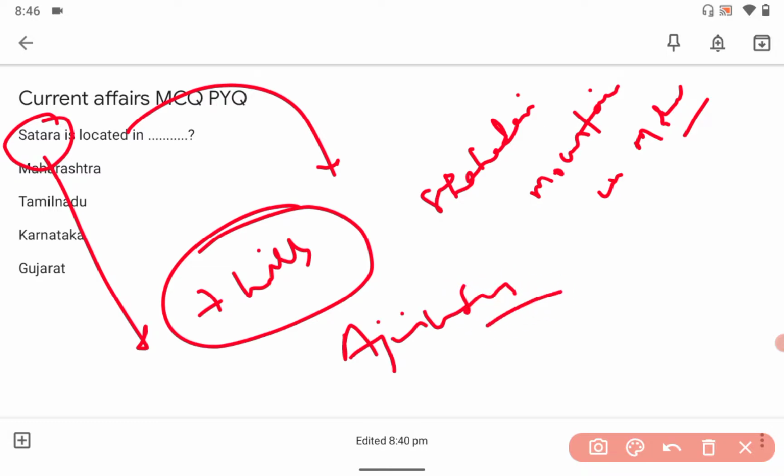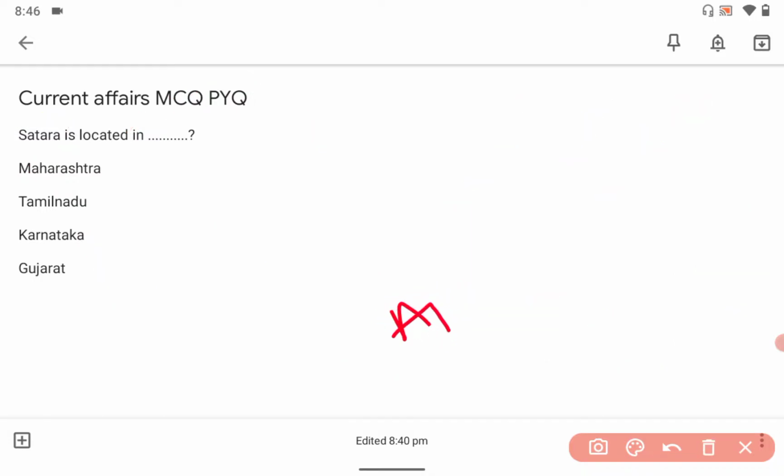Ajinkyatara. Okay, this was the fourth capital of the Maratha Empire, right? The name is Ajinkyatara, right? And why is it so important?